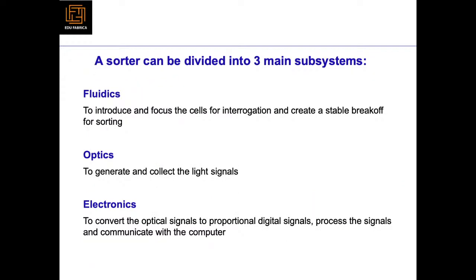A sorter could be divided into 3 main subsystems: fluidics, optics, and electronics. So the FACS machine could be divided mainly into 3 parts, that is fluidics, optics, and electronics. In the fluidics, we have to introduce and focus the cells of interrogation that we want, and create a stable break-off for sorting. In the optics, we have to generate and collect the light signals, and in the electronics, convert the optical signals to proportional digital signals, process the signals and communicate with the computer.